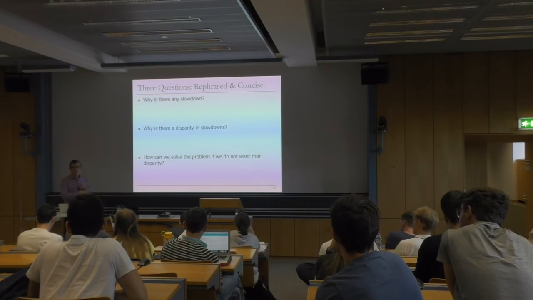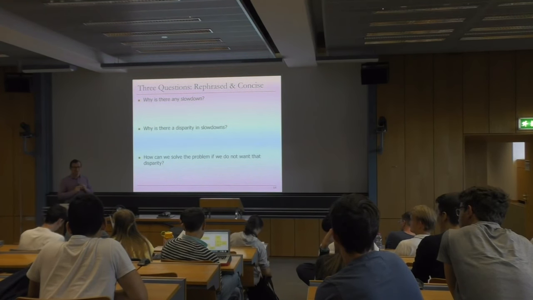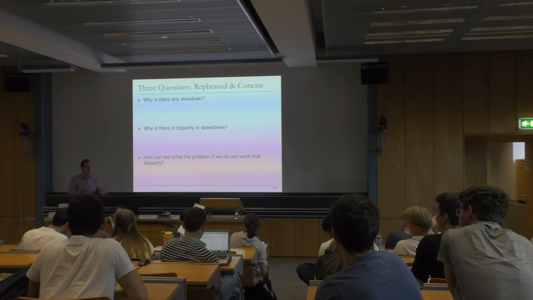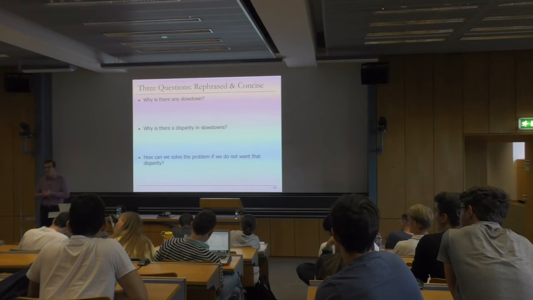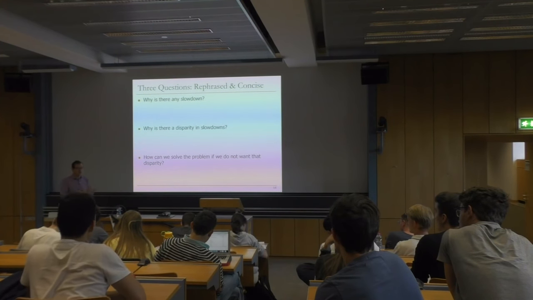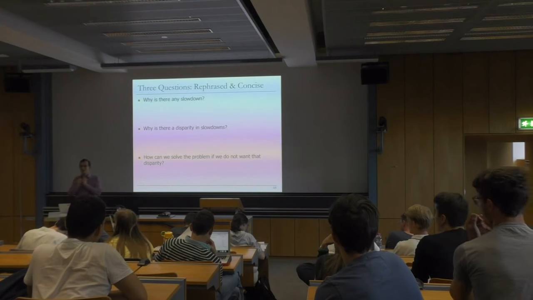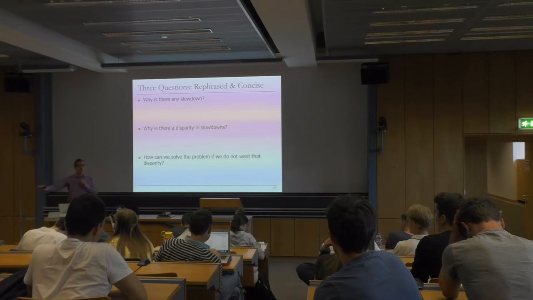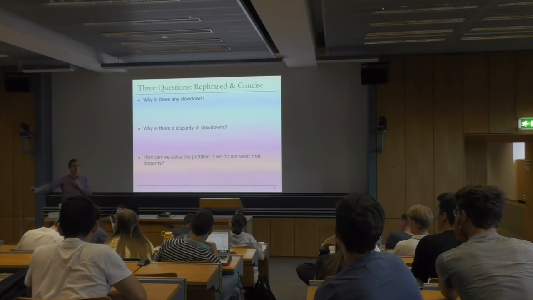But what about the disparity in slowdowns? Why is there a disparity? Now your answer, I think, makes sense. Because the programs may be behaving differently in terms of how they access the shared resource. For example, if there's a shared cache, one application, when it's running alone, makes perfect utilization of the shared cache. It gets very good locality. The other application, it doesn't. The cache is useless for that application.